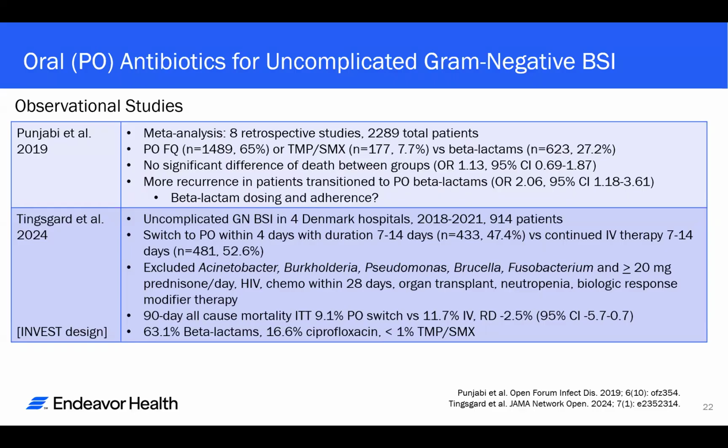These were uncomplicated gram-negative bloodstream infections in 4 hospitals in Denmark, and they looked at a switch from IV to PO around day 4. And then the patients would either continue on to get a full 7 to 14-day course. Again, excluded a lot of pathogens, a lot of patients with immunocompromise, but looked at 90-day all-cause mortality, and they found no difference in switching from IV to PO versus IV in these patients. Interestingly here, about 63% of these patients got beta-lactams, so more beta-lactams than ciprofloxacin or trimethoprim sulfamethoxazole.